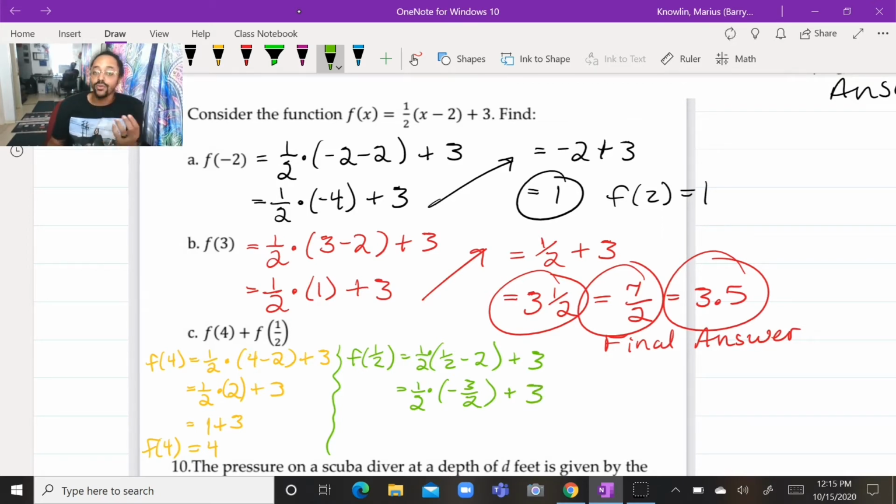And now when we multiply our fractions, we multiply the top times the top, bottom times the bottom, which is going to give us negative 3/4 plus 3. And our final answer here, negative 3/4 plus 3, which basically we're subtracting 3/4 from 3.